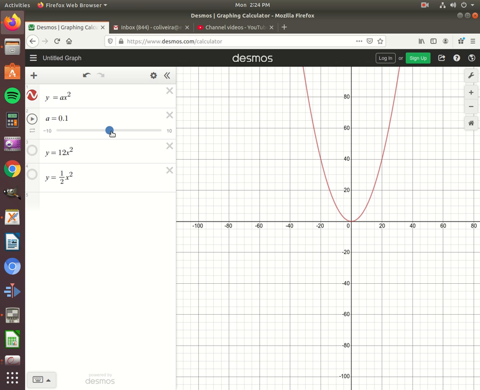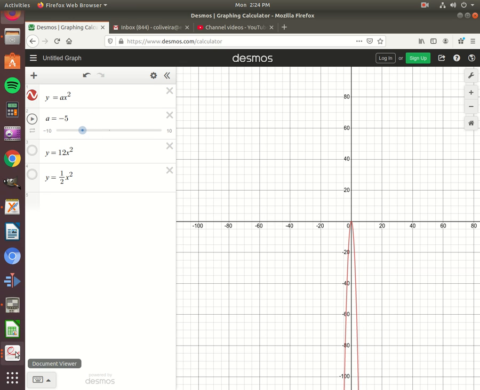Then when I go to negative, you can see, again, the absolute value is still less than 1, so it's flat. But as it gets closer to the absolute value of 1, it gets to normal. And then if the absolute value gets above 1, it will get steep again. So hopefully that makes sense.